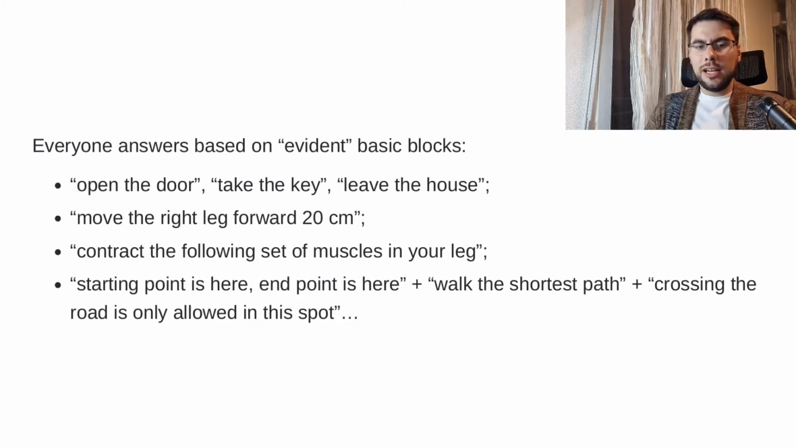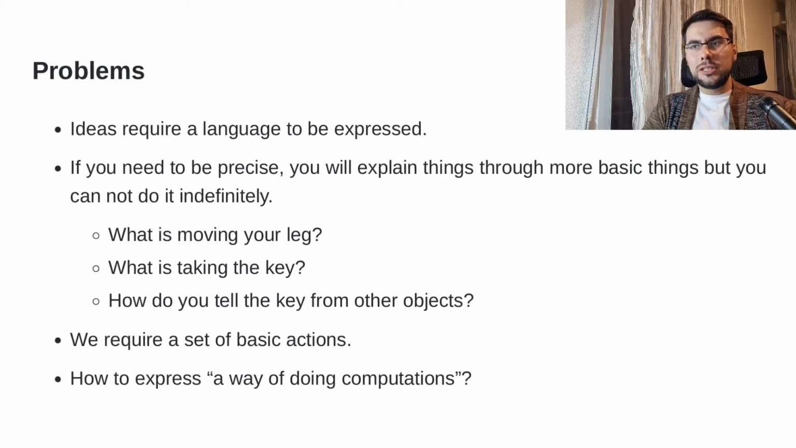Then, the second problem is that in our description, we use a set of operations, but we never fix a basic set of operations. For each operation, we may ask ourselves, what is that? How precisely do you do that? What is it, moving your leg or taking the key? Or how do you even tell what object is the key and what object is not a key. What do we have to grab exactly? So we require a sort of basis, a foundation, a set of basic actions and ways of combining them.